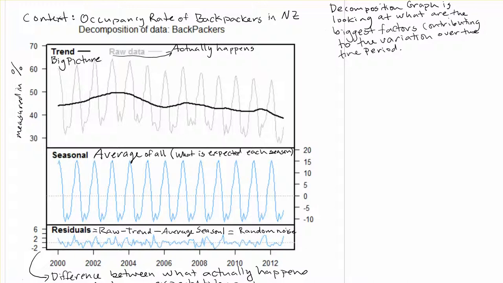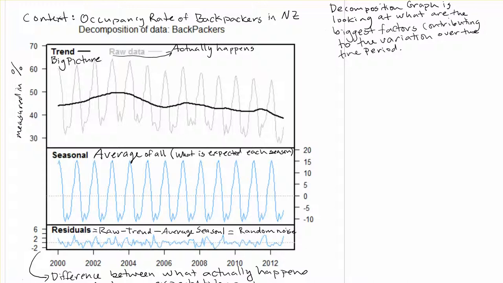So this graph, the context here is that we're talking about the occupancy rate of backpackers in New Zealand, and it's measured in percentages. So for instance, this number down here shows that I have a 30% of my backpacker beds, basically, and backpackers are occupied at that part of the season or that part of the year. And we can see it goes up and down quite a bit, and that's as we'd expect.